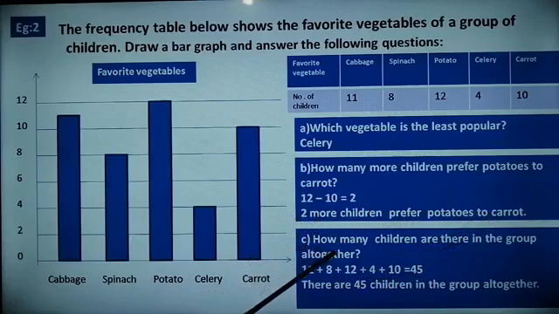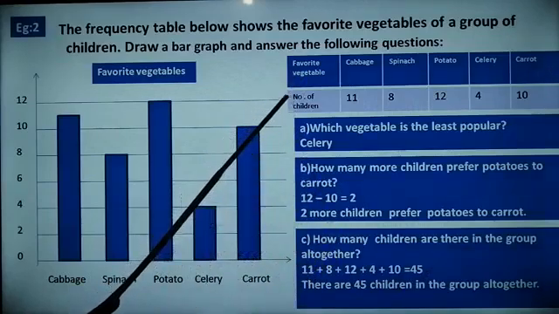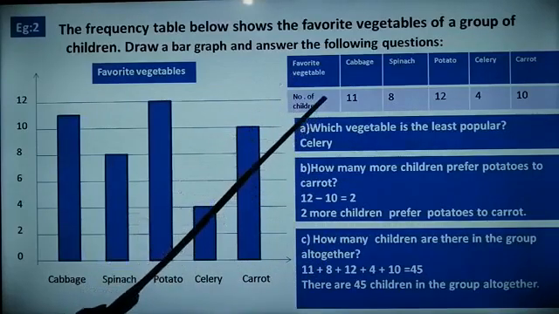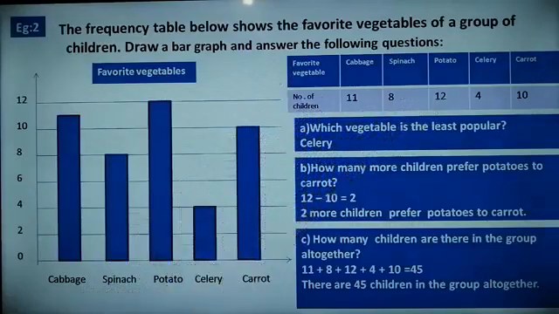Question number C. How many children are there in the group altogether? Okay, so we have to check the frequency table to find out how many children participated in this survey. So we will add all these numbers: 11 plus 8 plus 12 plus 4 plus 10. When you add all these numbers, what answer will you get? 45. That means there are 45 children in the group altogether. That means 45 children participated in this survey to find out their favorite vegetables.